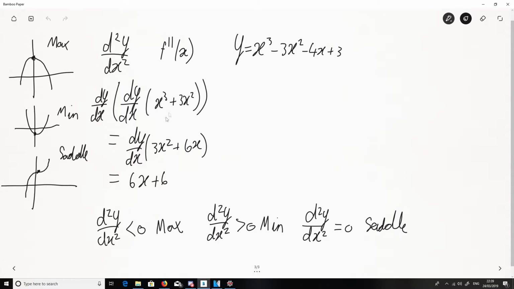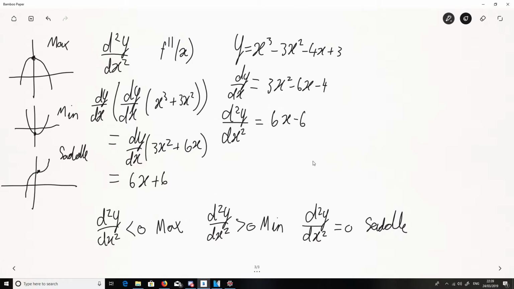So we performed dy by dx on this once, so we got dy by dx equals 3x squared minus 6x minus 4, like that. And then we perform dy by dx again, so d squared y by dx squared equals 6x minus 6, just like that. So that is our second derivative.